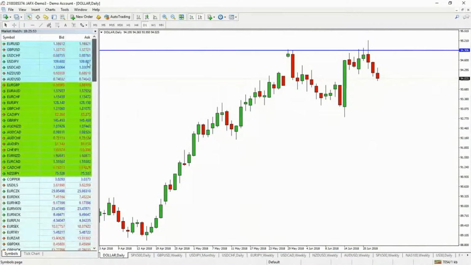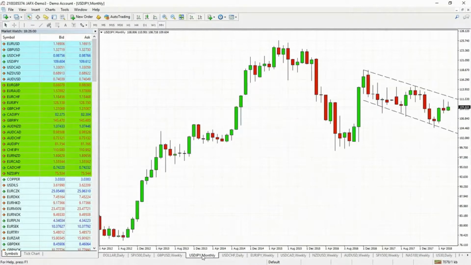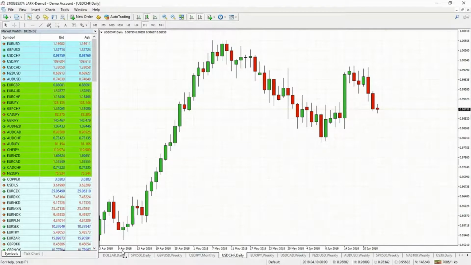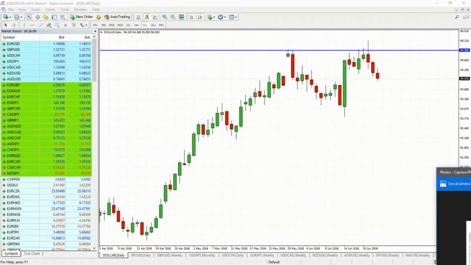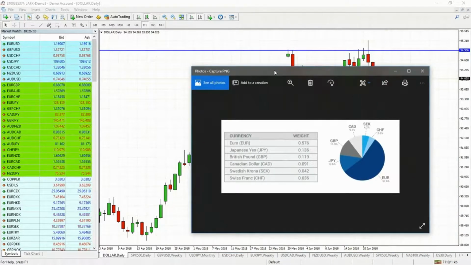So you can scroll the market watch here. You can trade many different Forex pairs. Of course, if you look below, you'll see equity indices over different time frames and Forex pairs as well. But let's focus our attention on the daily price action here of the dollar index. And I want to bring over a picture just to show you the actual makeup of this dollar index in terms of understanding what you're actually trading.